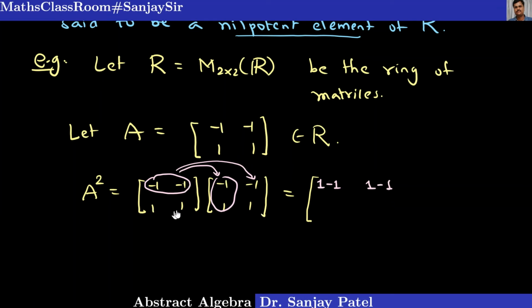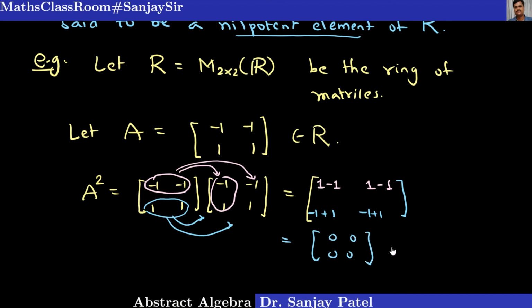Now for the second row of this product matrix, we consider the second row of the first and multiply with each of these columns. So 1 into -1 is -1, 1 into 1 is +1. Again 1 into -1 is -1, and 1 into 1 is +1. So all this gives us 0, 0, 0, 0.